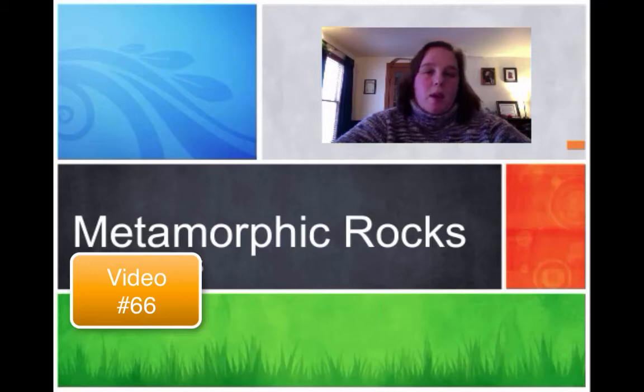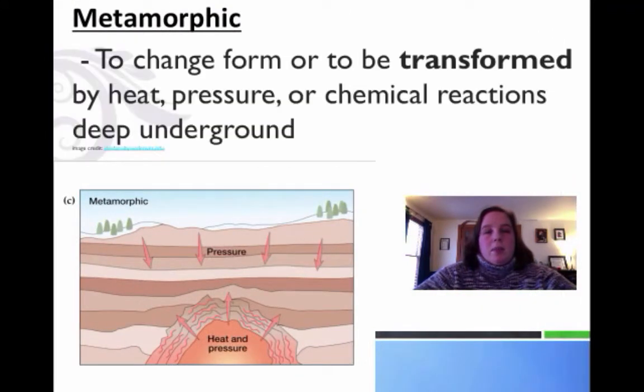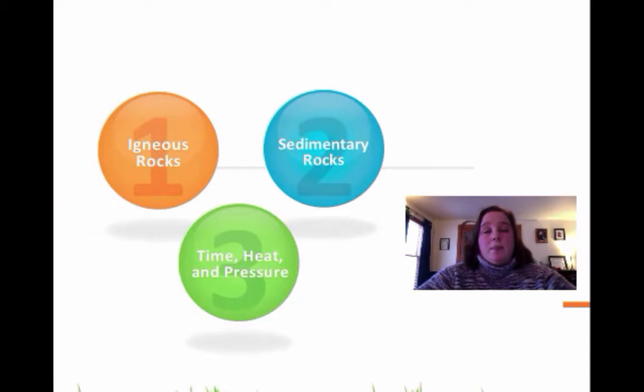So we're going to do our third type of rock today, and that's going to be metamorphic rocks. Now, where do metamorphics come from? Well, what does it mean? It means to change form or to be transformed. And this is going to be by heat, pressure, or chemical reactions deep, deep, deep underground. So when you're talking about metamorphic, you're really talking about mantle here.